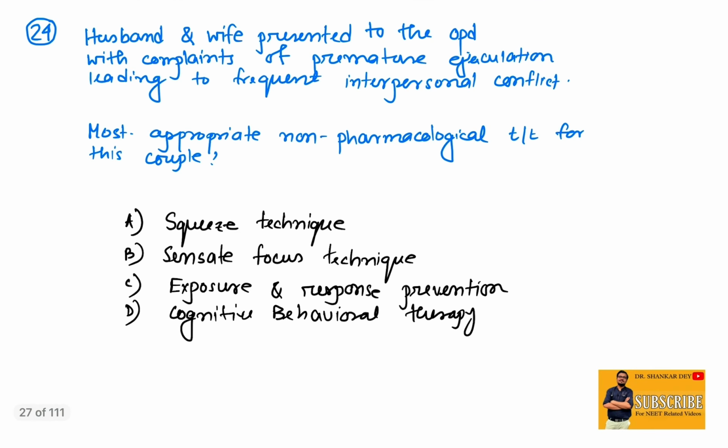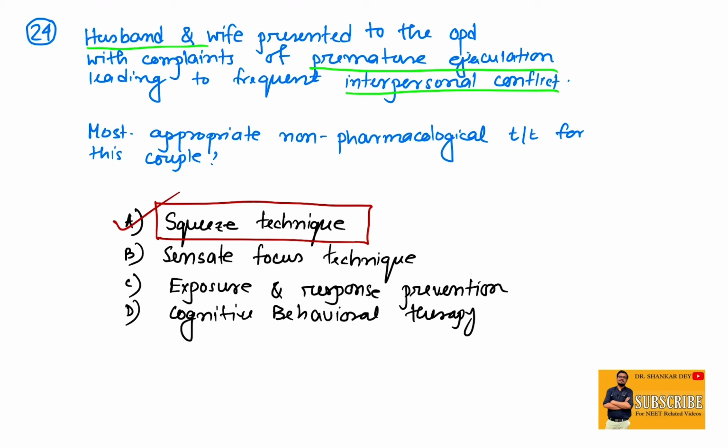Next, coming to question number 24, husband and wife presented to OPD with complaints of premature ejaculation leading to frequent interpersonal conflict. So what will be the most appropriate non-pharmacological treatment for this patient? The most appropriate non-pharmacological treatment for this couple will be the squeeze technique. This is applicable for all patients with premature ejaculation. So the answer is squeeze technique for premature ejaculation.